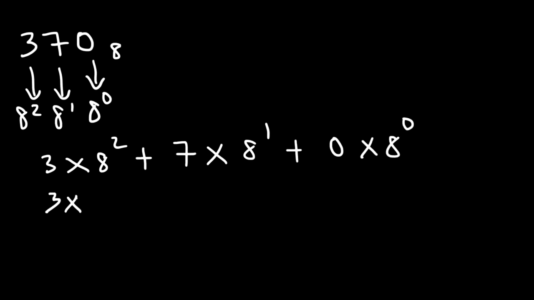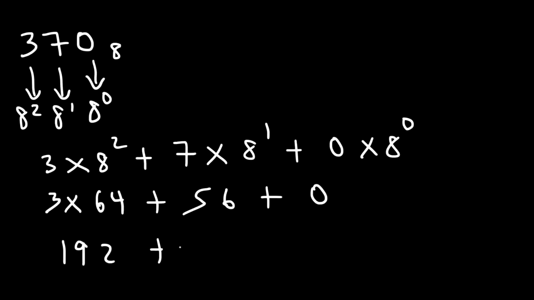8 squared, that's 8 times 8, which is 64. And 7 times 8 is 56. And 0 times anything is 0. Now 3 times 64, that's 192. And then we have 192 plus 56.